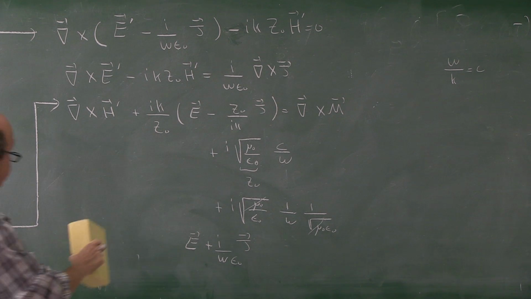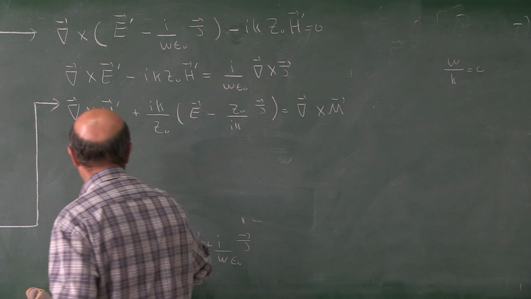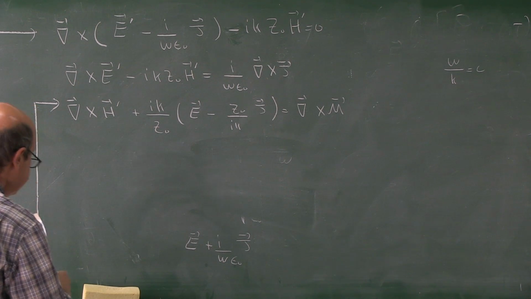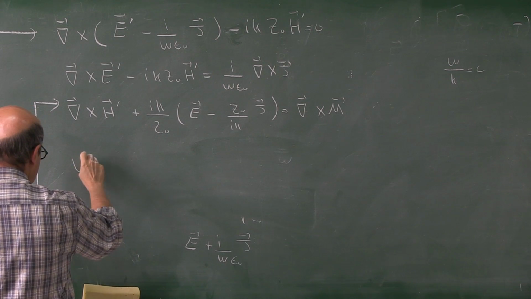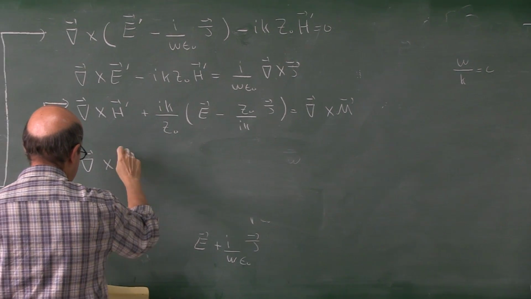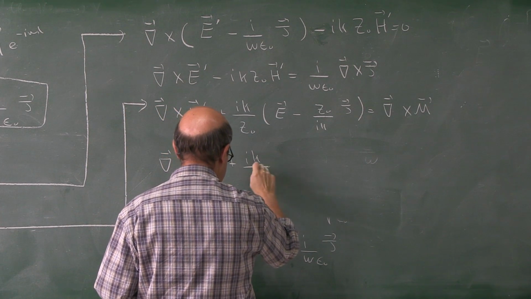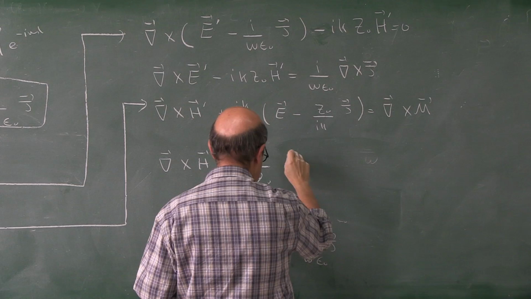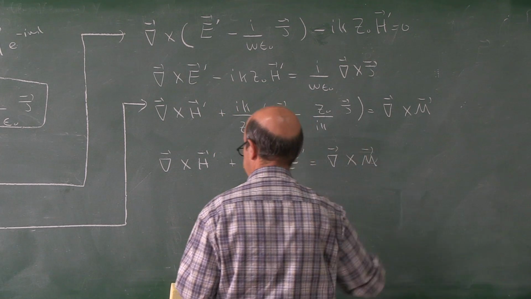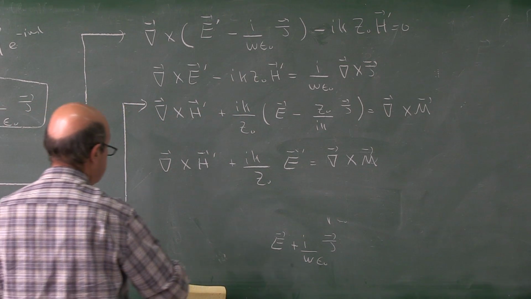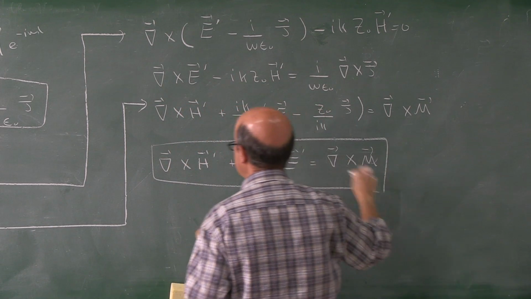So basically, now we have the set of Maxwell's equations in terms of shifted frames. That would be nothing but curl of H prime equals ik over Z0 E prime plus curl of magnetization. So now we are ready to derive the wave equations.